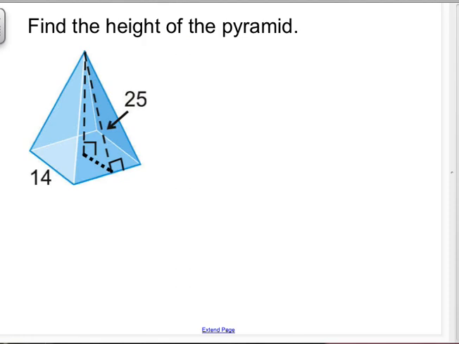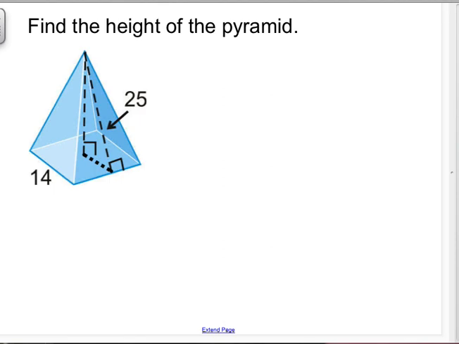We're going to try to figure out the height of this pyramid. Well, that's a three-dimensional object, a three-dimensional figure. It's not a triangular pyramid. That is a rectangular pyramid. The base is a rectangle. That's a rectangular pyramid. And the height of the pyramid is not 25, and it is not 14.